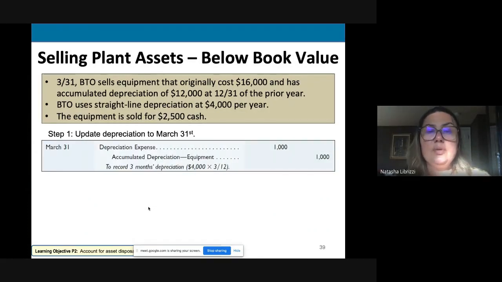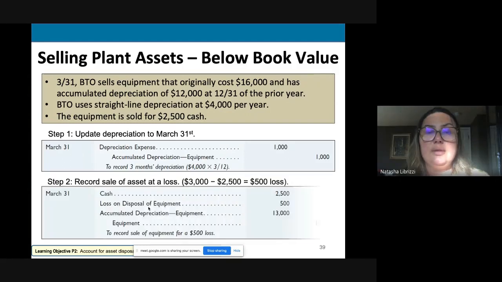We have the same story, 16,000, 12,000 accumulated depreciation, and the equipment was sold for 2,500. So in here, 13,000 accumulated depreciation, the same thing, equipment 16,000, cash 2,500. So now we have a loss. So on the debit side, we are short.